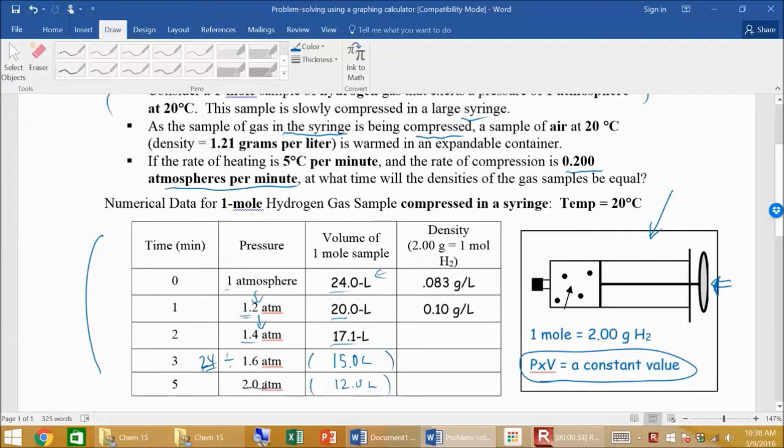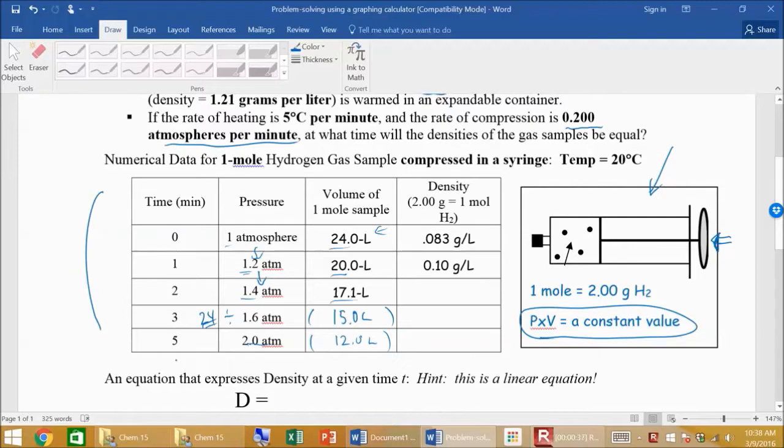Now, what you want to do here is think generally. At any time t, what would the volume be? And I'm hoping that you can do this. The pressure will be the original 1 atmosphere plus 0.2 T. At any time t, just add up additional pressure, 0.2 atmospheres per minute, which would mean the volume at any given time t is 24 divided by 1 plus 0.2 T.